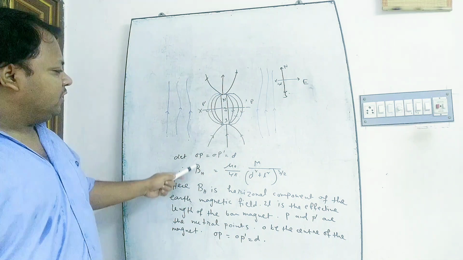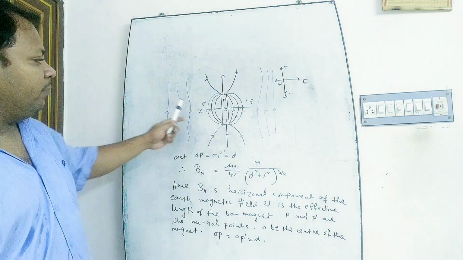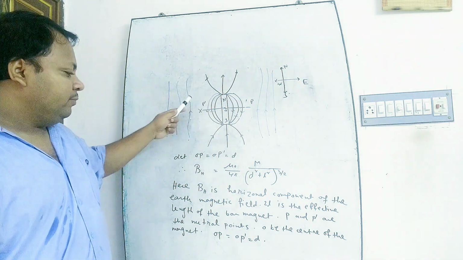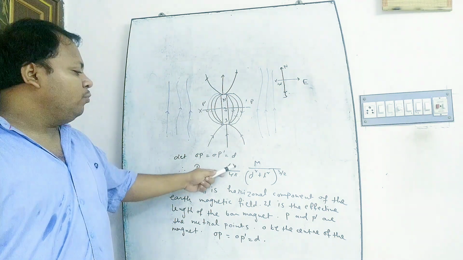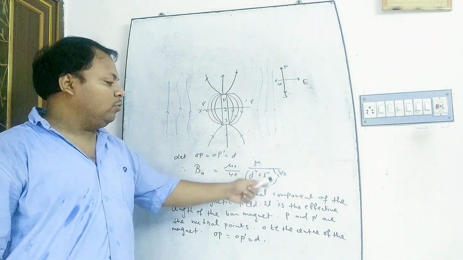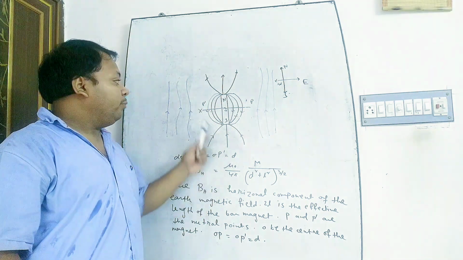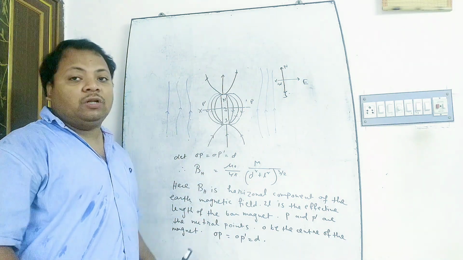Let BH be the horizontal component of the earth's magnetic field at a point at this place. Therefore, BH is equal to mu 0 by 4 pi, capital M by (d square plus l square) whole to the power 3 by 2. According to this formula, we can get the position of these 2 neutral points.